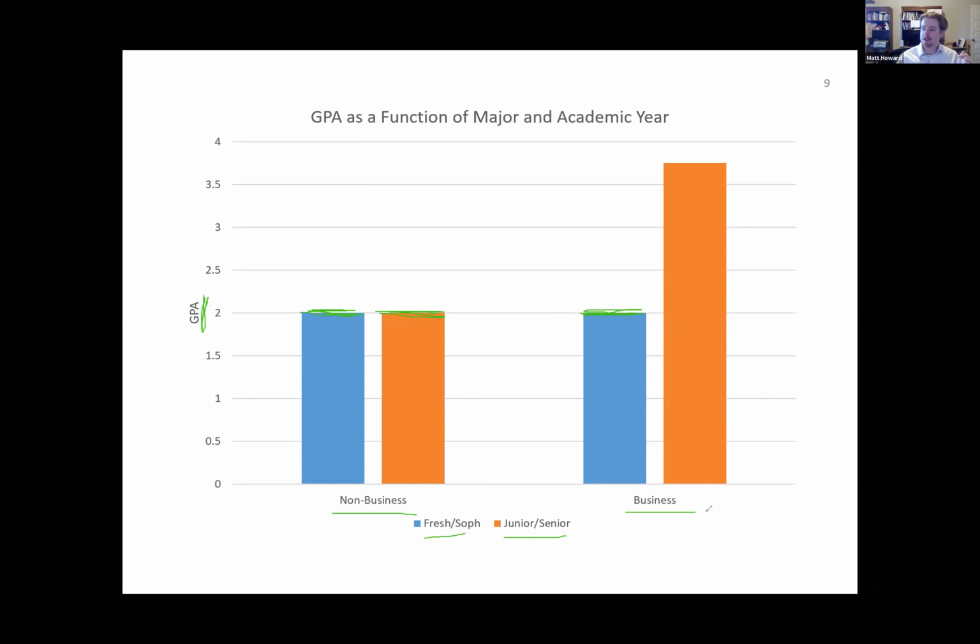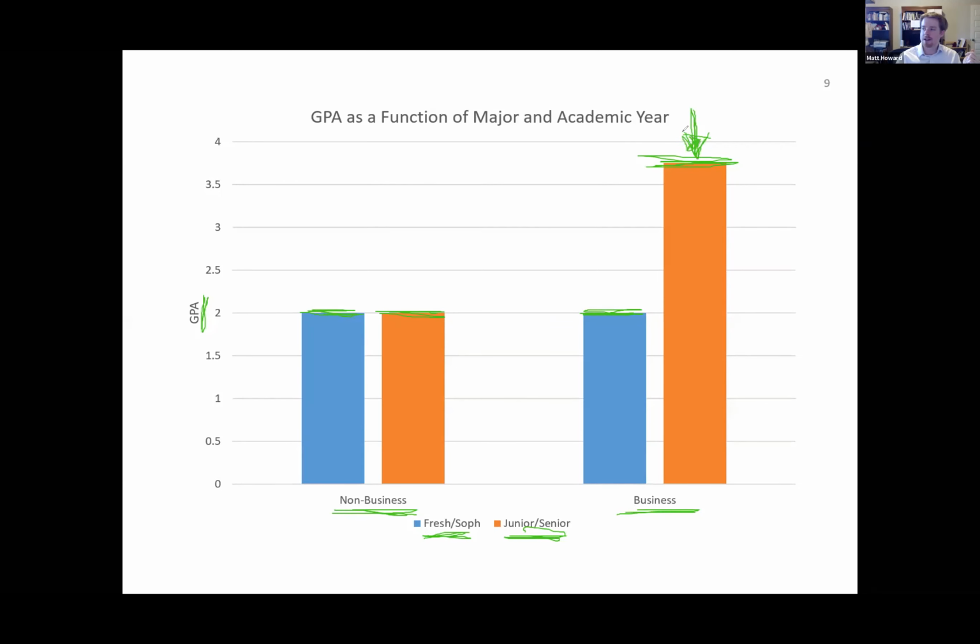However, you had this one special combination: if you're a junior or a senior and you're a business student, your GPA was a 3.75. That would be an instance of a significant interaction when using ANOVA. This was a significant interaction because we had two grouping variables, your academic year and your major, business or non-business. And it was that one combination of juniors or seniors who were business majors that was significantly higher than all the other groups.